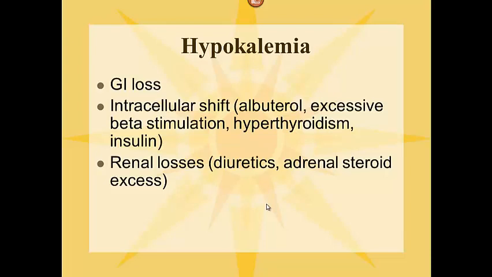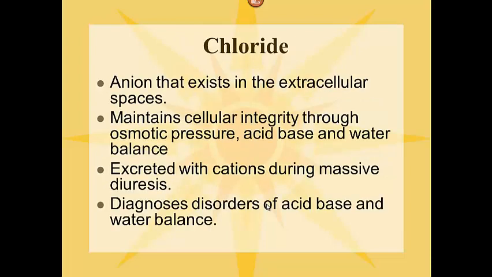Here is hyperaldosteronism. So if the function of aldosterone is to retain sodium and water and excrete potassium, if you have hyperaldosteronism, you would have a high increase of potassium loss or excretion. Renin secreting tumor is another etiology that could contribute to hypokalemia.